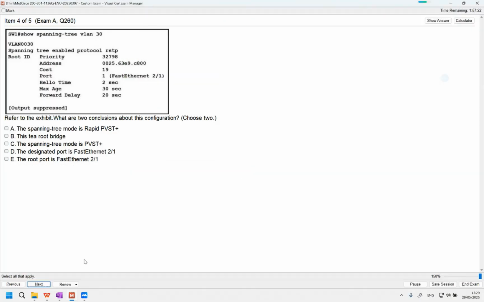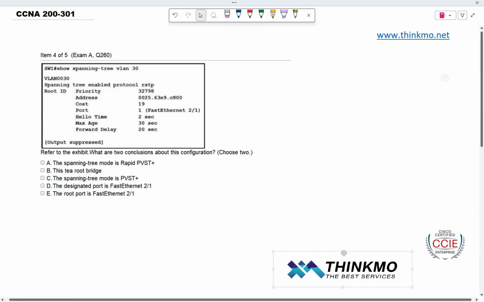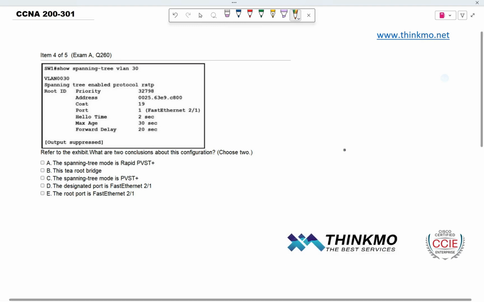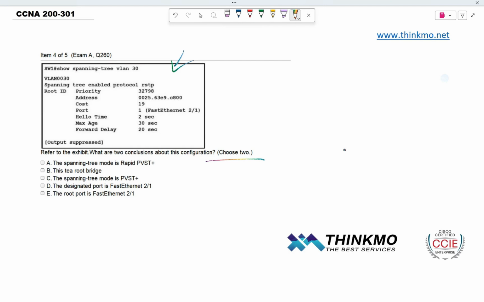Alright, question 4. The fourth question is also about spanning tree, and it's pretty straightforward. It asks, by observing the diagram, which two situations can be found? First, let's see here. Rapid spanning tree, RSTP, is enabled, so the correct answer is A. Next, let's look at this interface. The interface is F21, so the correct answer is E, F21.